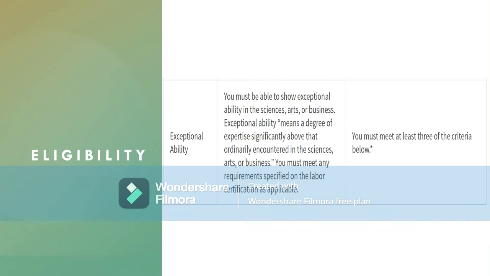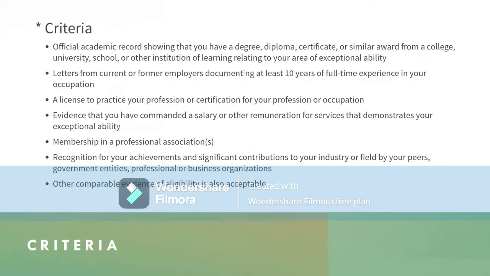You must meet at least 3 of the criteria below. Let's look at the criteria. The first one is an official academic record showing that you have a degree, diploma, certificate, or similar award from a college, university, school, or other institution of learning relating to your area of exceptional ability.